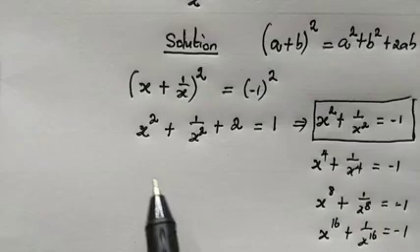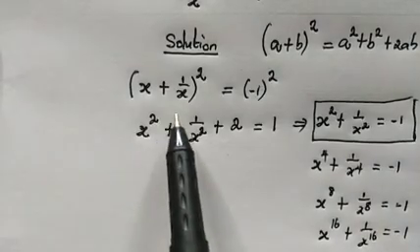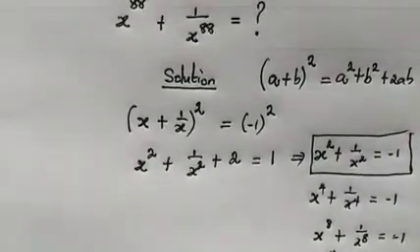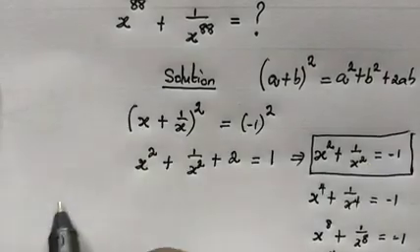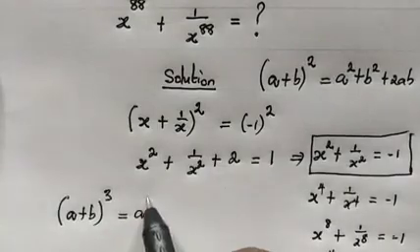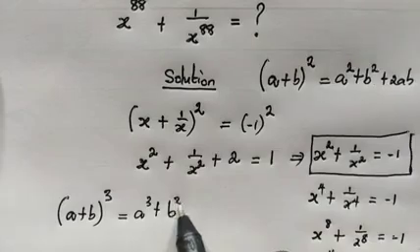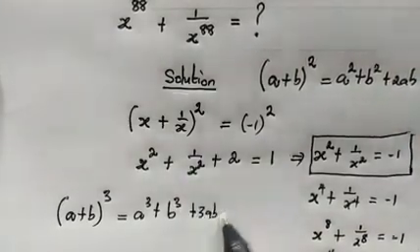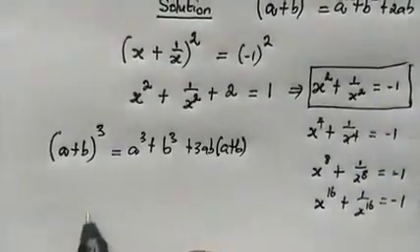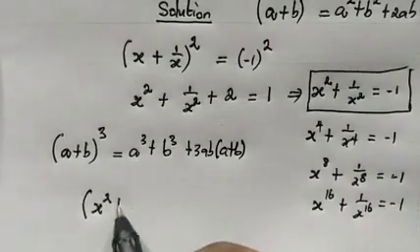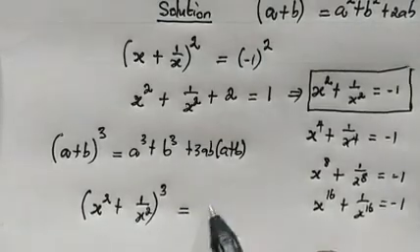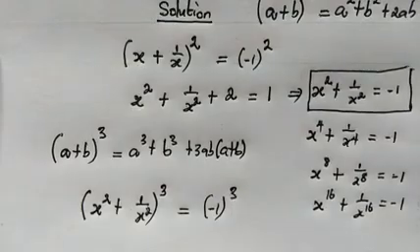Okay, that's cool. Now, from this equation, x squared plus 1 over x squared is equal to -1. Let us cube both sides. So here we're going to apply this property. We know a plus b cubed is equal to a cubed plus b cubed plus 3 times a times b into bracket a plus b. So let's cube both sides. So we have x squared plus 1 over x squared whole cubed. This is equal to -1 cubed.